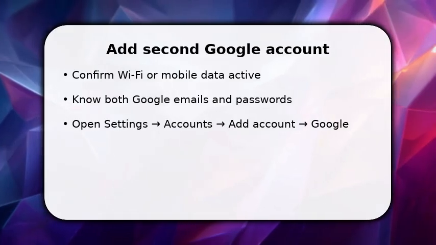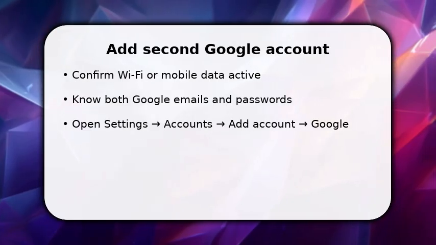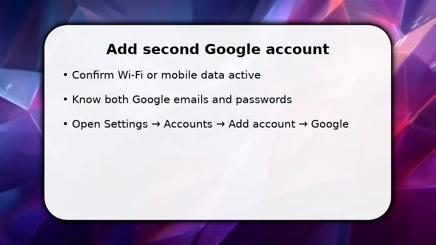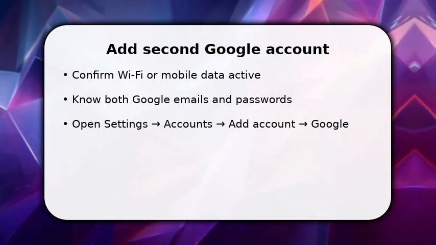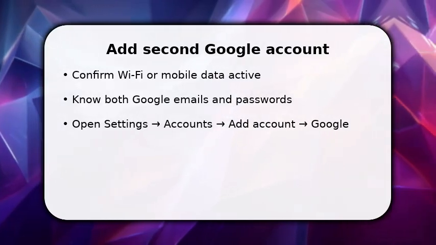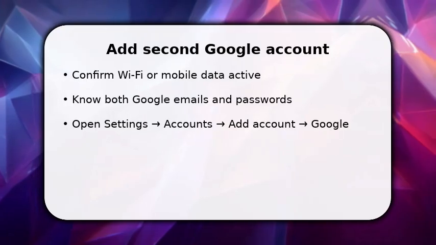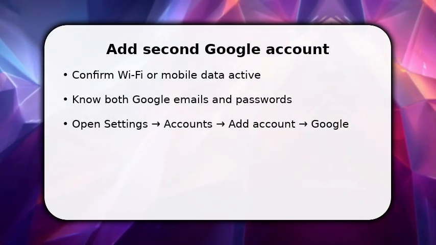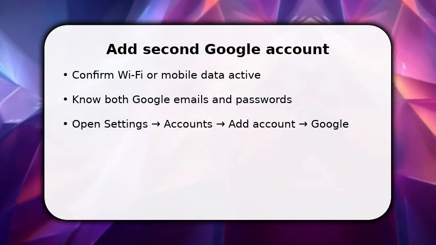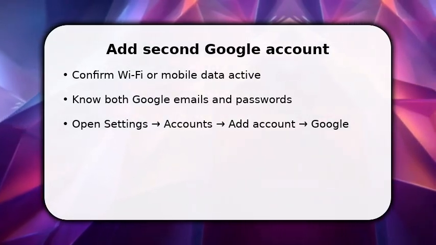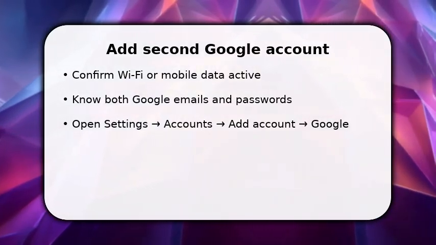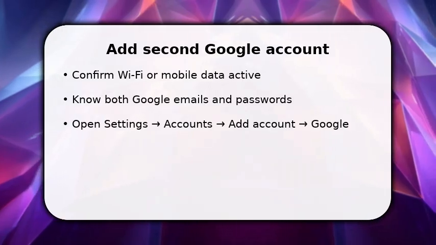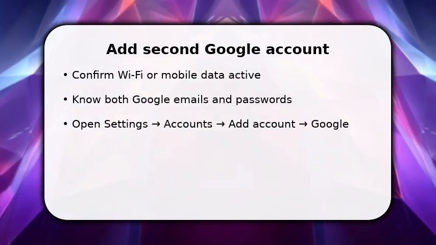You start by confirming your phone is online and you have both Google addresses and passwords ready. Open Settings and go straight to Accounts. Once there, tap Add Account and choose Google. You'll be prompted to authenticate with the second account. Enter the email, password, and complete any two-step verification. Once done, accept the standard Google permissions. This registers the second account on the device so apps can access it immediately.